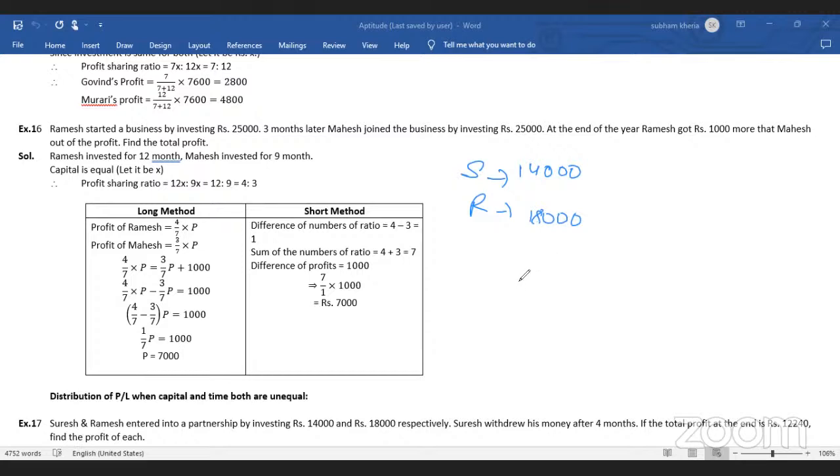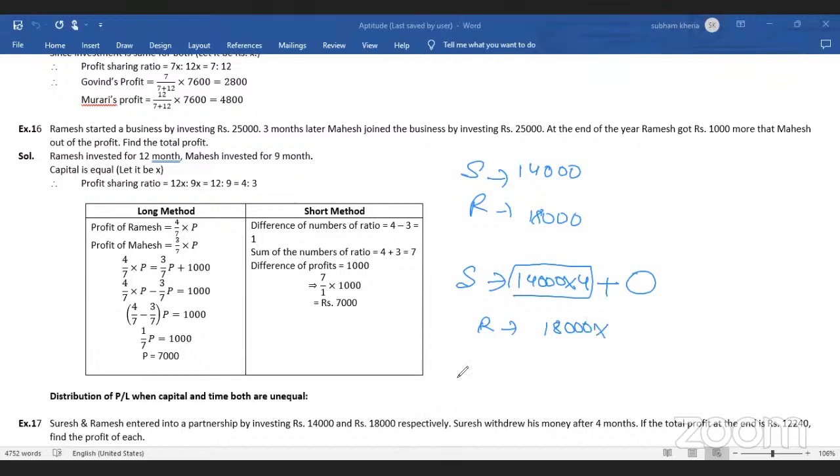ध्यान से देखना. What did Suresh do? Suresh invested 14,000 for how many months? 4 months. So this is the investment for 4 months. Plus, what did he do after that? For the rest 8 months, the investment was zero because he withdrew his money. And what did Ramesh do? Did Ramesh withdraw anything? Did Ramesh put anything more? No. Ramesh invested 18,000, time period is not given.